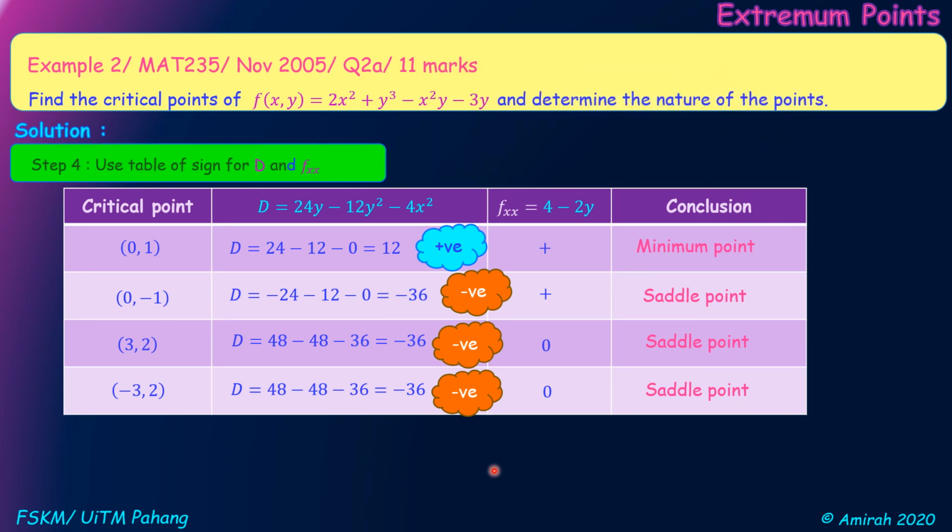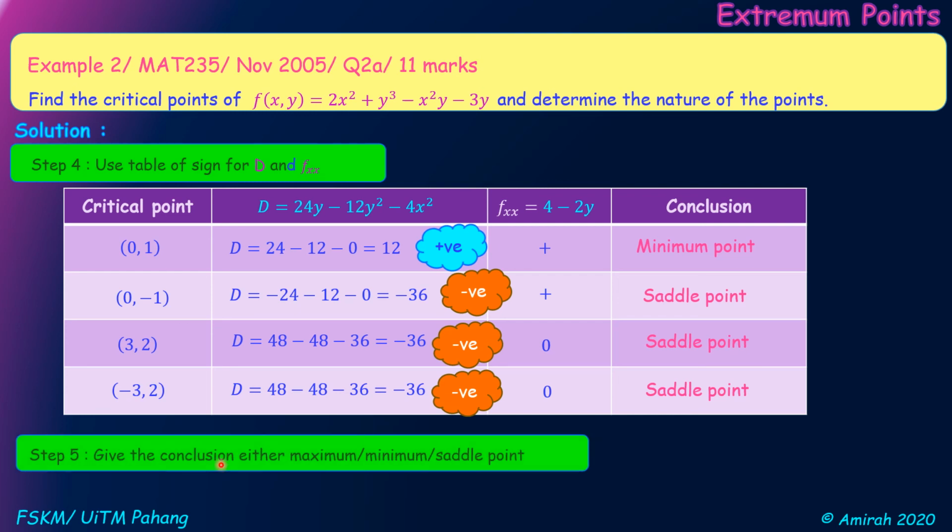Alright, so we can write a conclusion. Step 5, give the conclusion, either maximum or minimum or saddle point. Minimum point is coordinate 0, 1. And then saddle points, we have 3 saddle points here: 0, negative 1, 3, 2, and negative 3, 2. So this is the final answer. Determine the nature of the points. The nature means we need to identify whether the points is maximum, minimum, or saddle point.